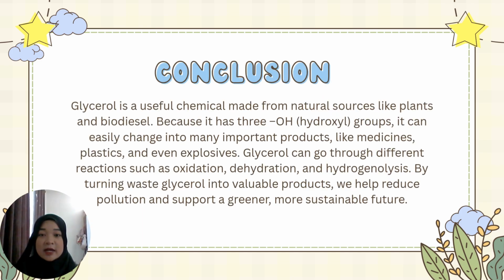For conclusion, glycerol is a useful chemical made from natural sources like plants, biodiesel, and more. Because it has 3 hydroxyl groups, it can easily change into many important products like medicine, plastic, and even explosives. Glycerol can go through different reactions such as oxidation, dehydration, and hydrogenolysis. By turning waste glycerol into valuable products, we help reduce pollution and support a greener, more sustainable future.